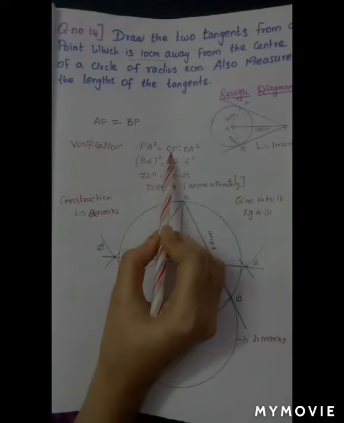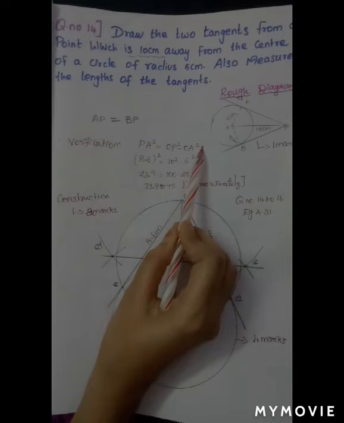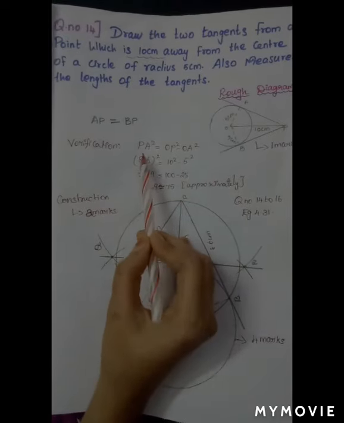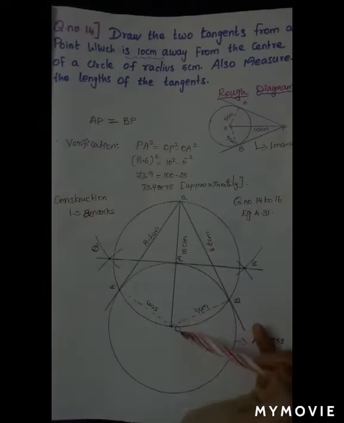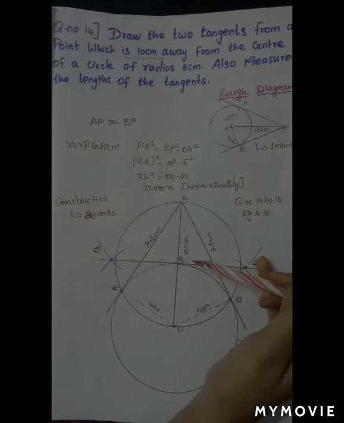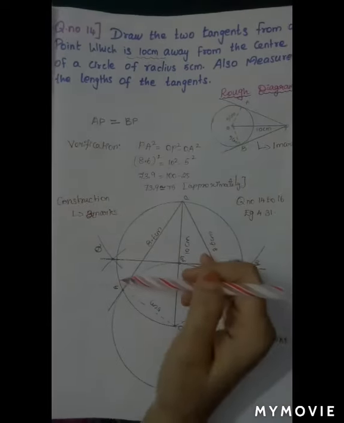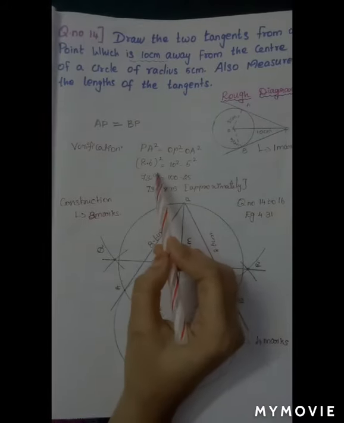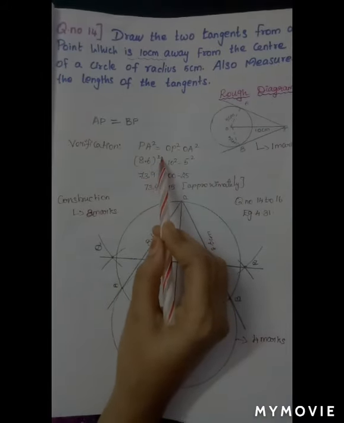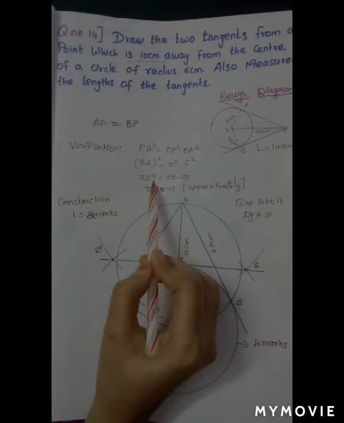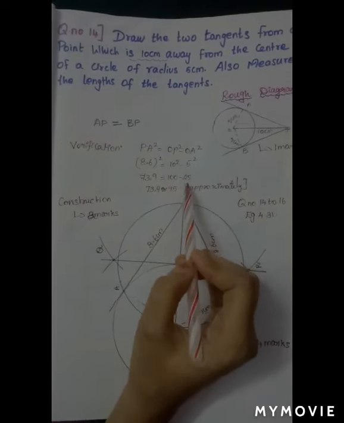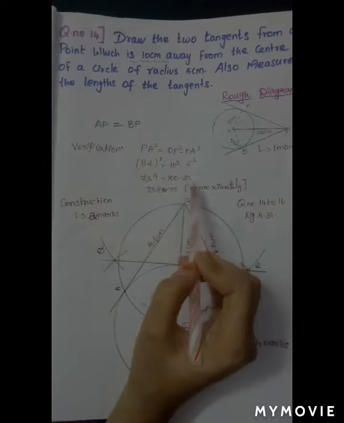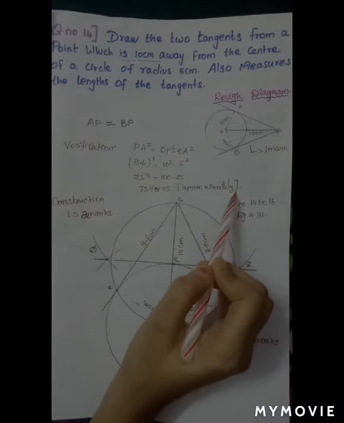Correction: PA square is equal to OP square minus OA square. PA square 8.6 the whole square is equal to OP 10 square minus OA 5 square. Solve this. 8.6 the whole square 73.9 is equal to 10 square is 100 minus 5 square is 25. I got an approximate value here.